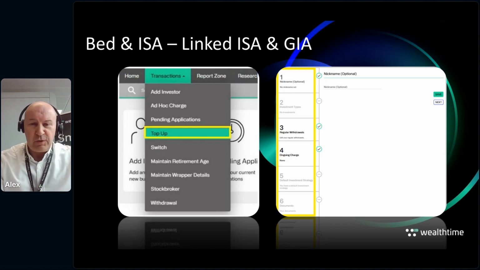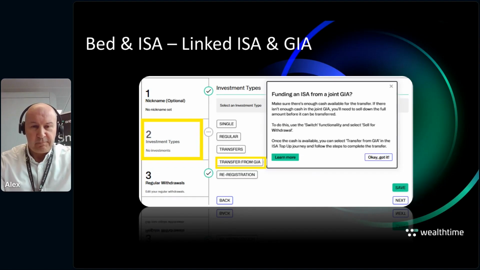If we bypass step 1, which is the optional nickname, step 2 displays the optional investment types. And you can check whether the client has a linked GIA wrapper by selecting the Transfer from GIA, as shown on screen here. This process supports sales from a single GIA wrapper. However, if you're transferring from a linked joint general investment account, a pop-up reminder will appear advising that sufficient cash must be available in that joint GIA wrapper. If there isn't enough cash, you will need to complete a switch to cash on the joint GIA outside of this process before proceeding.